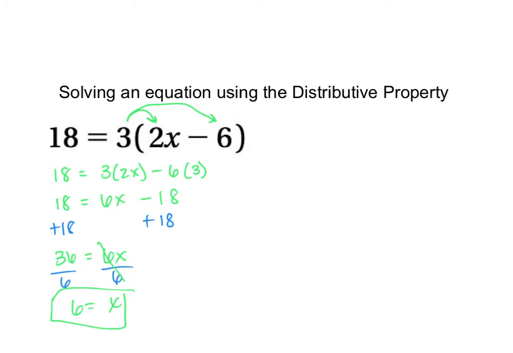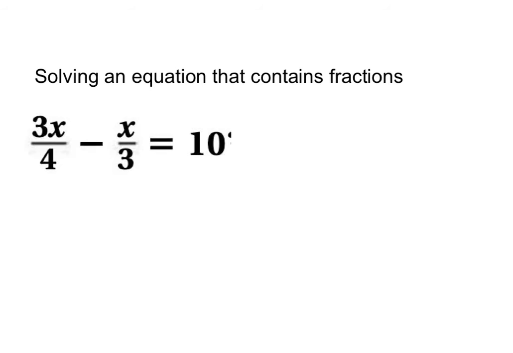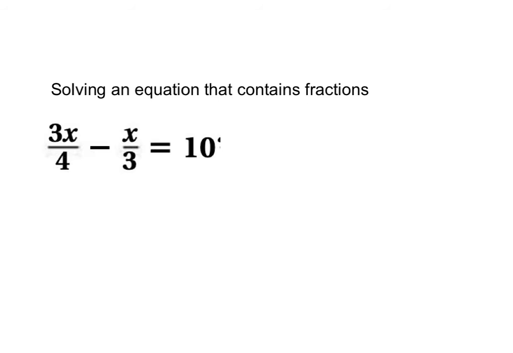6 equals x. Awesome. Okay, we should have the hang of this now. So now we're dealing with fractions. Whenever we have fractions, we want to look at the two terms that are the denominators. In this case, it would be the 4 and the 3. We want to multiply them together. That will give us 12.